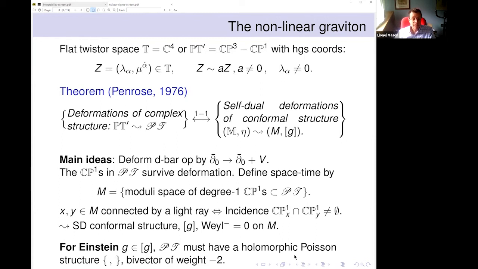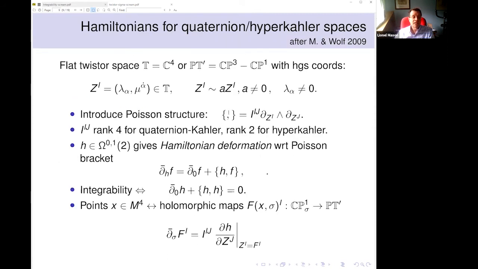For Einstein, we need a bit more data. We have to have a holomorphic Poisson structure on the twistor space, which is going to be a bivector of weight minus two. And if you have this, then we can also say that the Ricci tensor is pure cosmological constant. In the simplest case, if you introduce a twistor index I, which is a four-component index, then we can introduce the Poisson structure as a holomorphic bivector on the twistor space. This will be rank four for Quaternionic Kähler, but just rank two for hyperKähler. For hyperKähler, this will just be d/dμ wedge d/dμ, whereas for Quaternionic Kähler, it will have a component in the lambda direction as well.